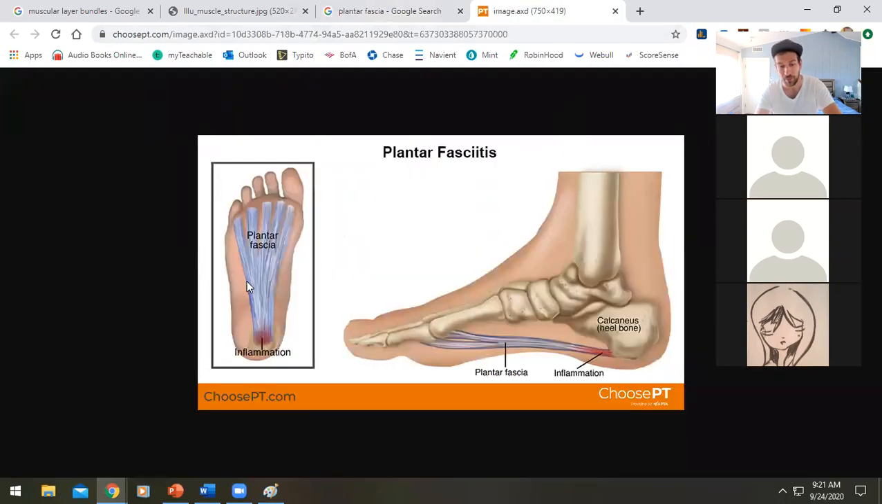The webbing on the bottom of your foot. Sometimes it'll rub. It's supposed to attach right here, but it's also supposed to continue. It attaches here and then continues around to become your Achilles tendon. And so it'll sometimes rub as it's going around the heel here, and you'll get inflammation because this is a low blood flow tissue. It's not like muscle. It's similar to muscle, but it's different.